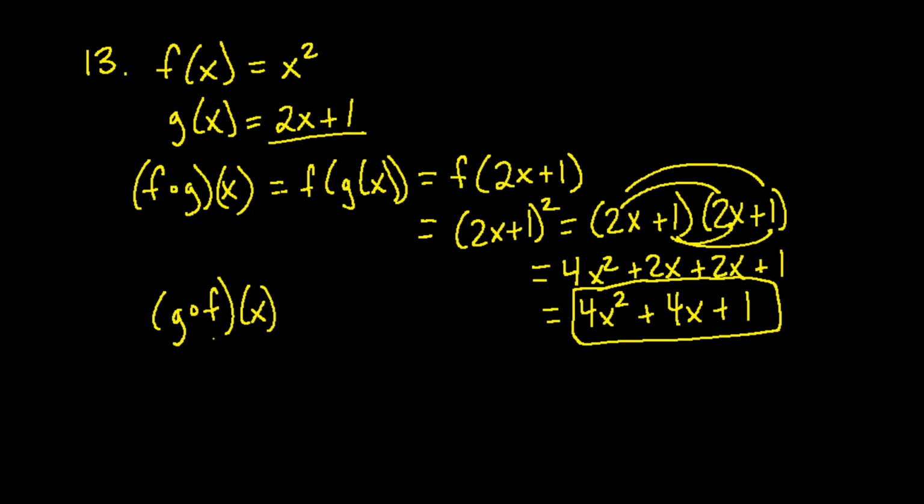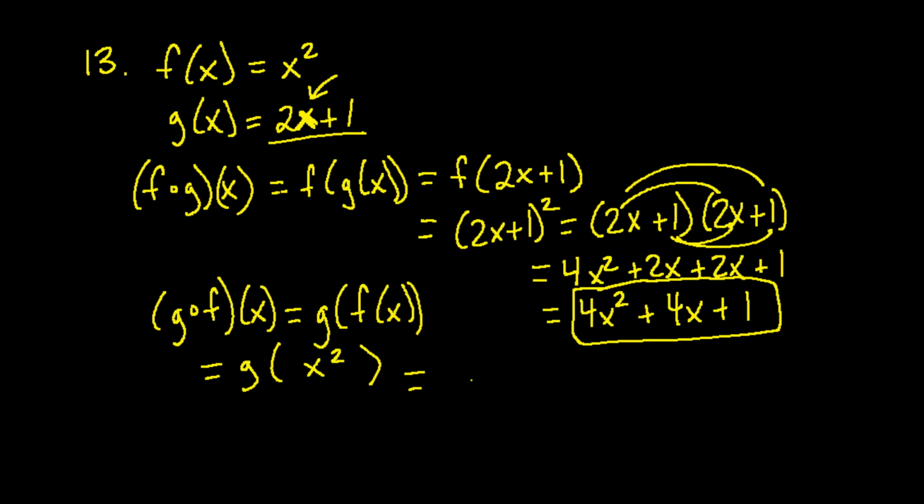Now let's go the other direction and figure out what g of f of x is. G of f of x can also be written like this. Let's substitute f of x. It equals x squared. So g of x squared means plug in x squared in the g function wherever we see an x. So we're just going to change that to x squared. We get 2 times x squared plus 1, and that's it.